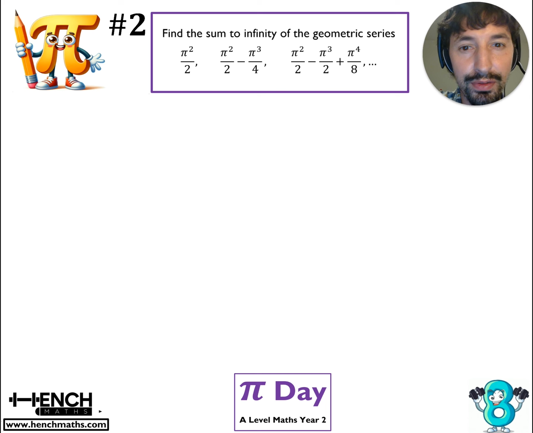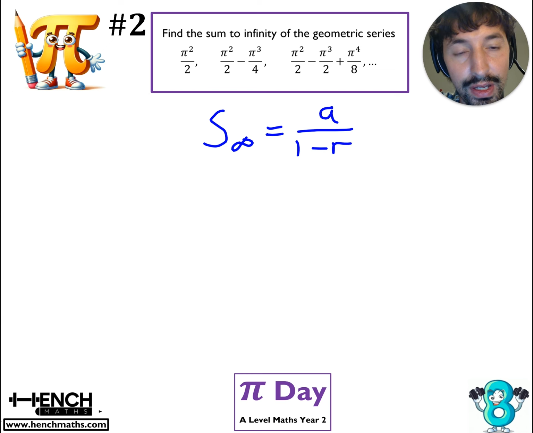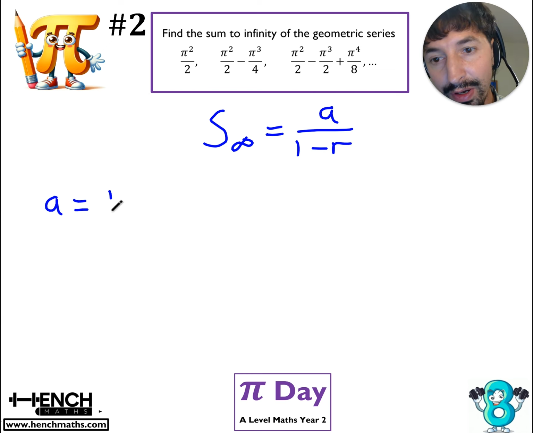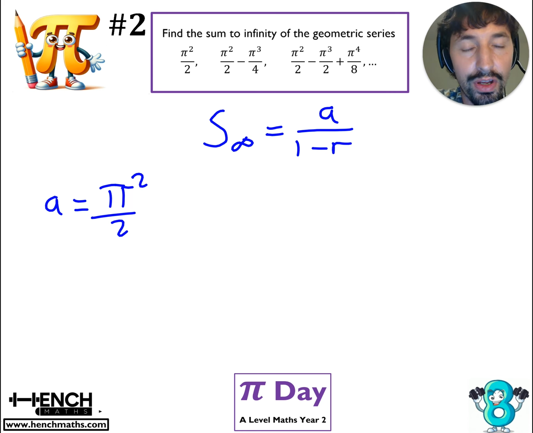So we just remind ourselves of the formula to do that. The sum to infinity is a over 1 minus r. a is the first term of the sequence, so a would be pi squared over 2. And the common ratio is r, so that's what we multiply by each term. An easy way to find the common ratio is to do a term divided by the previous term. That should be the same for every set of terms in the sequence.